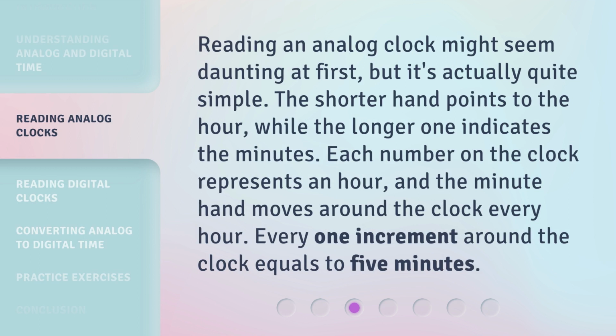Reading an analog clock might seem daunting at first, but it's actually quite simple. The shorter hand points to the hour, while the longer one indicates the minutes. Each number on the clock represents an hour, and the minute hand moves around the clock every hour. Every one increment around the clock equals 5 minutes.